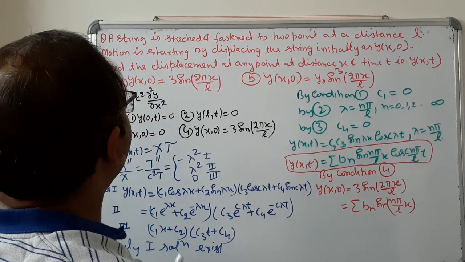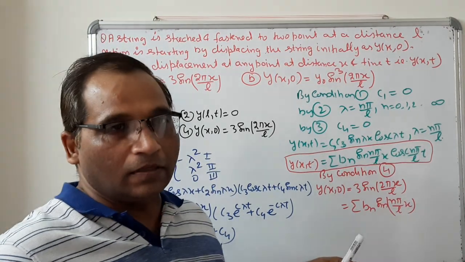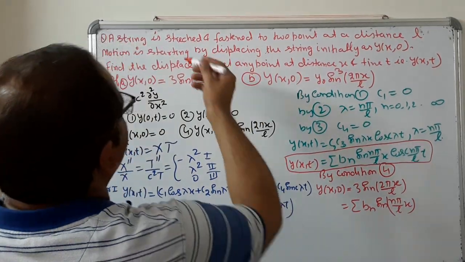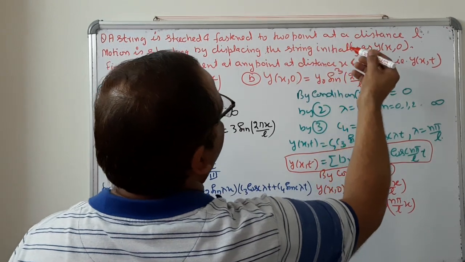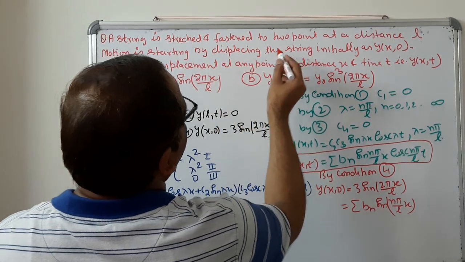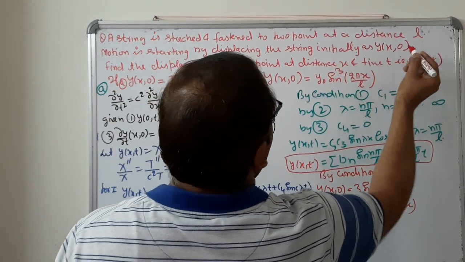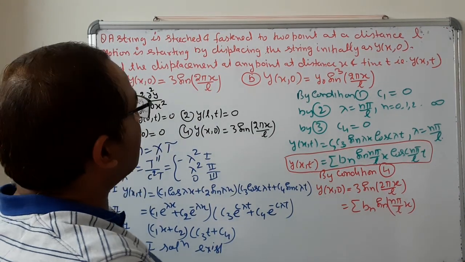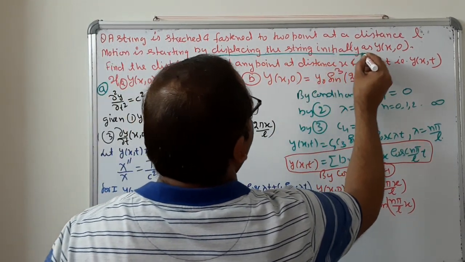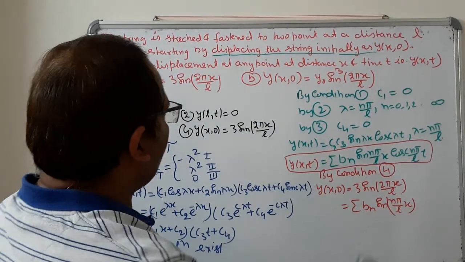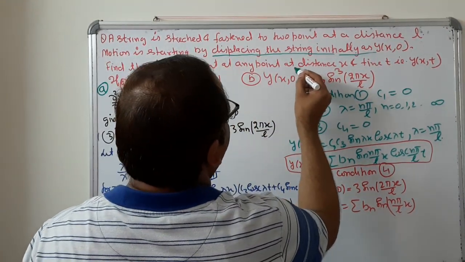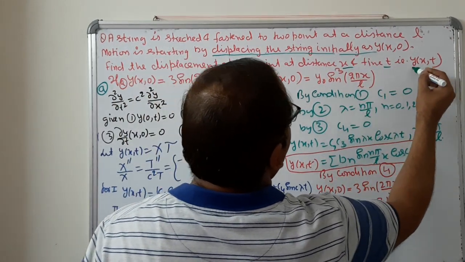Now we'll take an example. These questions I attached in PDF form. In the description you can find all the questions. A string is stretched and fastened at 2 points at a distance L, and motion is started by displacing the string initially at y of x,0. Here the important point is displacing the string. That means the initial displacement is given. This is y of x,0, and y of x,0 is defined later on. Find the displacement at any point x at time t, that means y of x,t.